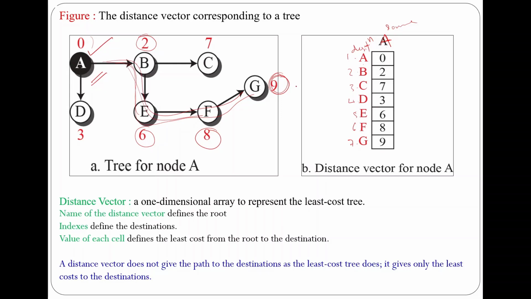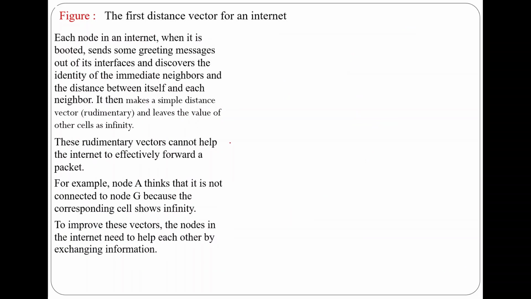According to this figure, the total cost of that path will be 9. Okay, so this is the distance vector algorithm. You understand how the representation is here. Next figure I will show you.